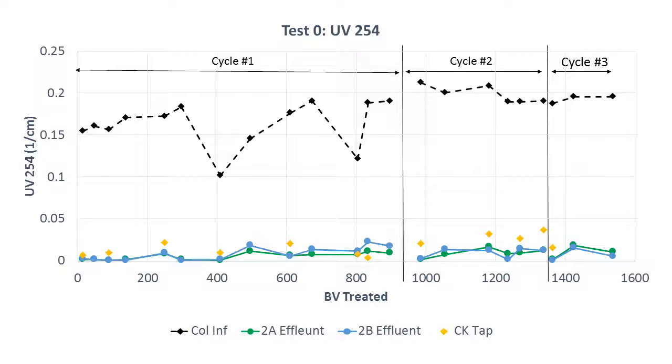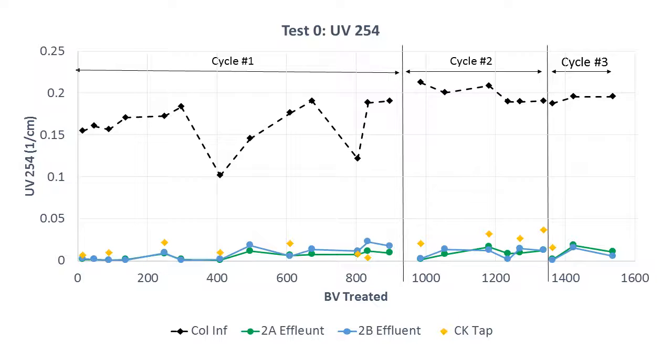And so we call breakthrough when removal drops below 90%, and we're going to adjust that a little bit. But for now, we set it at that fairly strict level so that Elise can stop, regenerate, and start another cycle. Because if we didn't, she'd be in test 0 for the whole spring or something. So this would be test 0, cycle A, cycle B, cycle C.